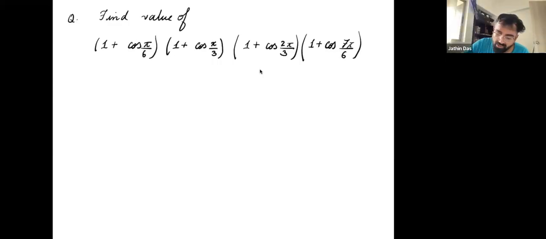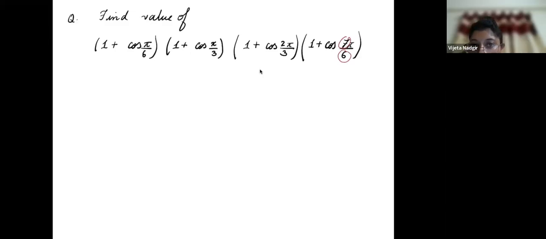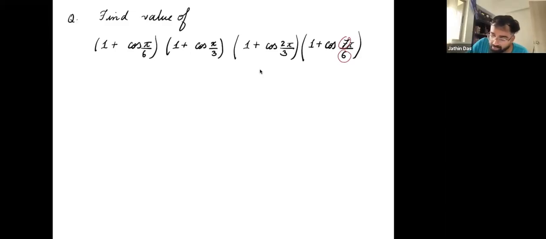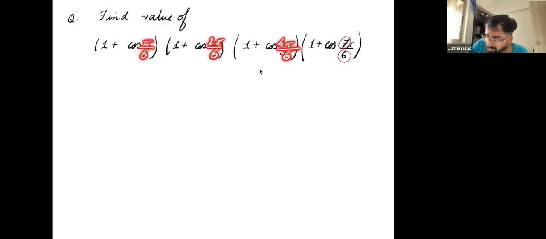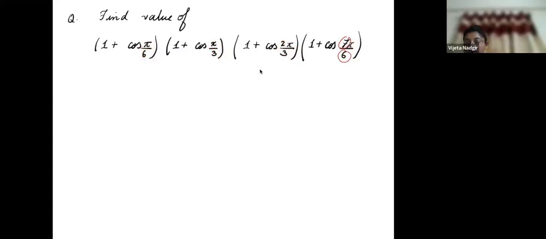Now you see this. Is it in any one pattern that I discussed? Kind of. Okay. But see, it is like pi by 6, 2 pi by 6, 4 pi by 6. This should have been 6 pi by 6. So it is not in the pattern. Okay? That time you will have to think on your own.